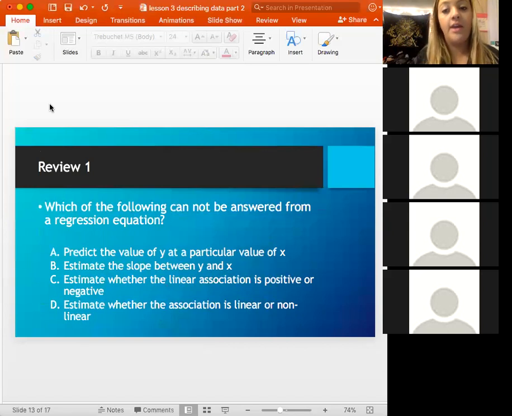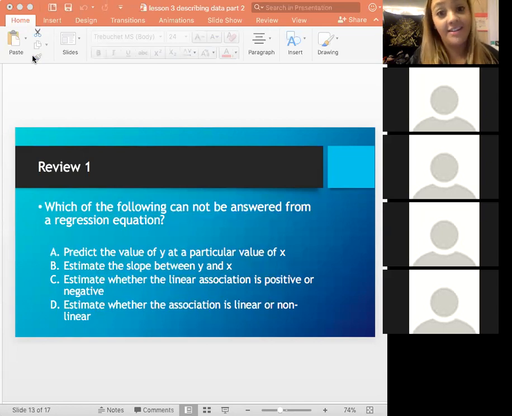Which of the following cannot be answered from a regression equation? I'm going to launch the poll. Can you click on an answer or something? I hope it works. That'll be so cool. Okay, try clicking these, and we'll try answering it, and then we will review it together.